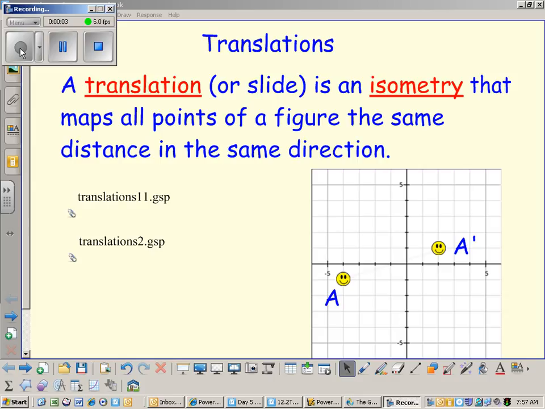So today we're talking about translations. A translation, or a slide, is an isometry, and if you remember, isometry means that the pre-image and the image are going to be congruent, that maps all points of a figure the same distance in the same direction. So keywords here are the same.